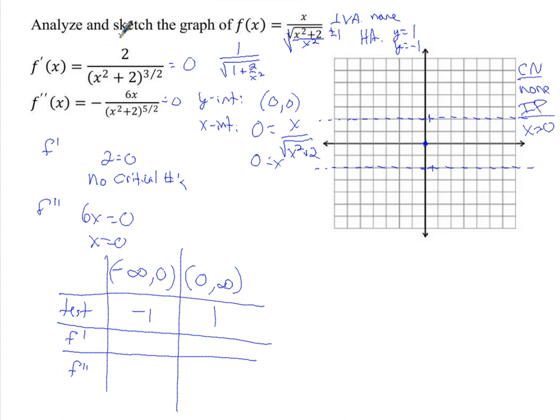Obviously the numerator is positive. The denominator, negative 1 squared is 1, plus 2 is positive, to the 3 halves is positive. So we have a positive divided by a positive. We are increasing. Take 1 and plug it in. Positive plus positive is positive. Positive divided by positive is positive. We're still increasing.